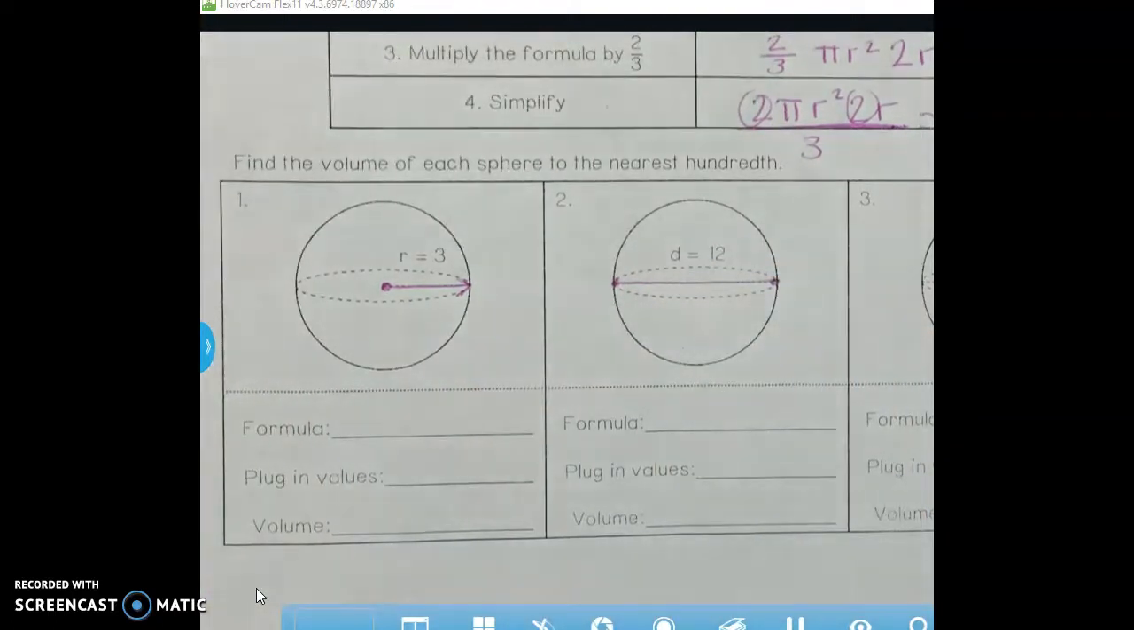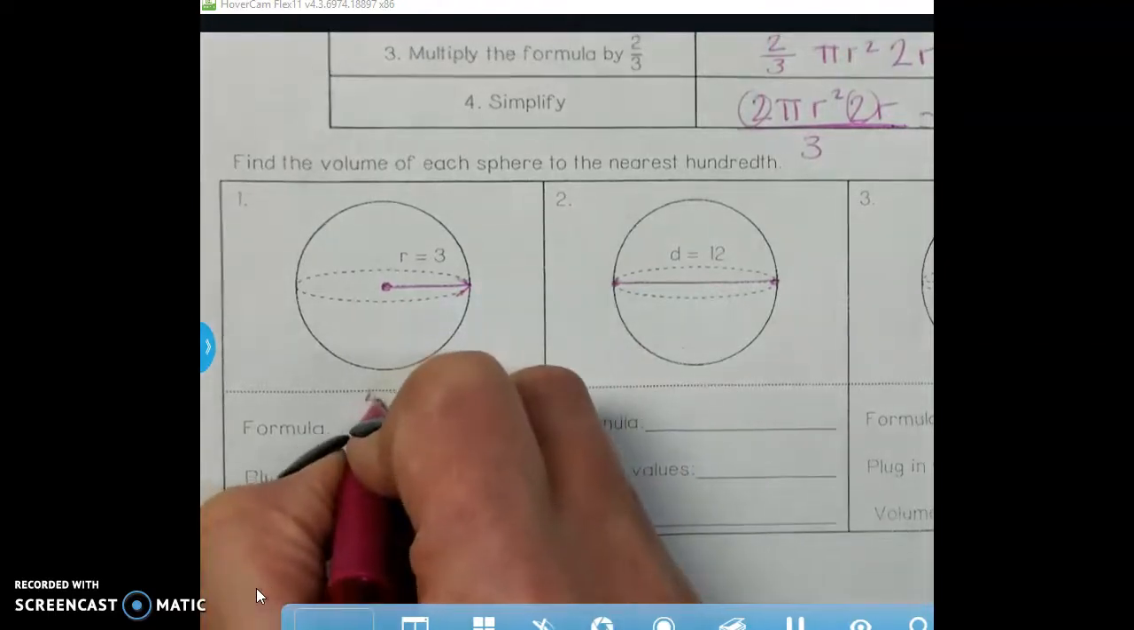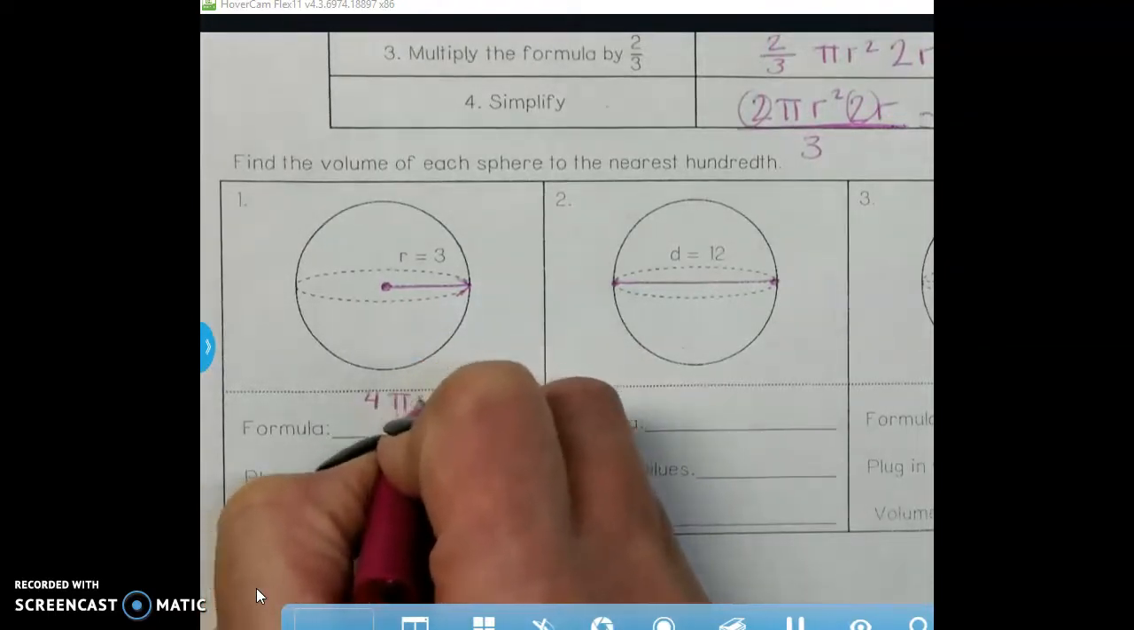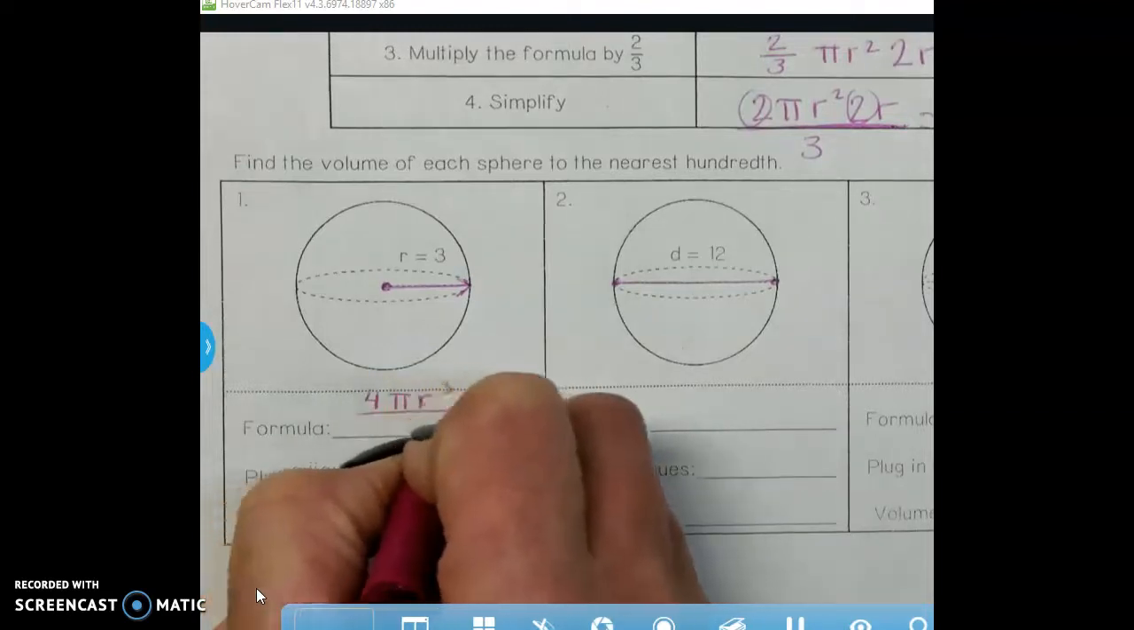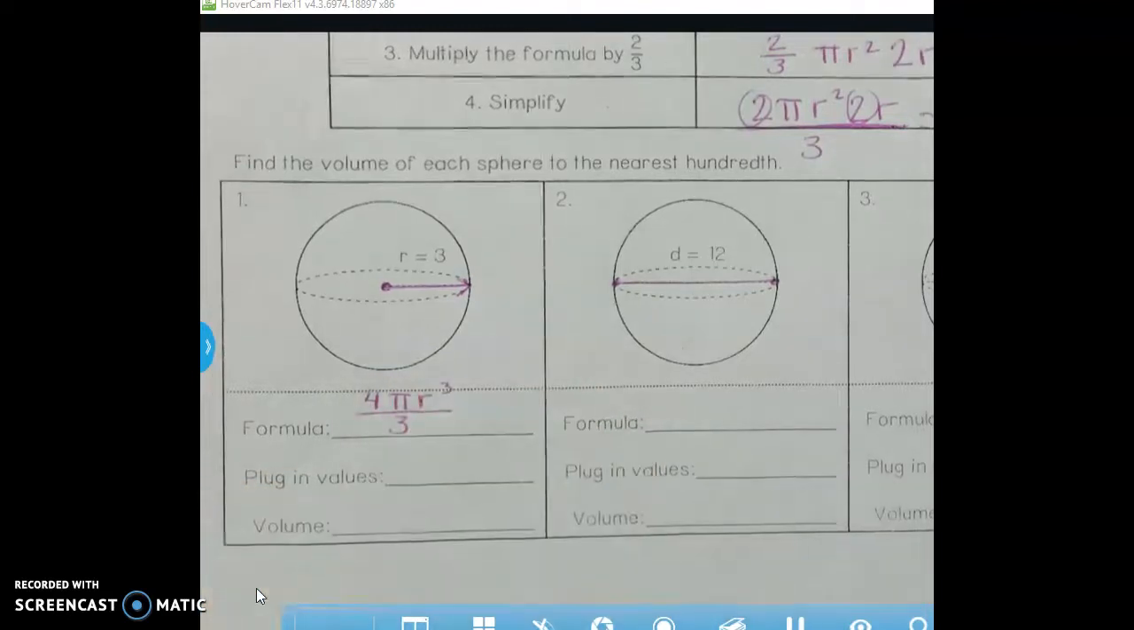All right, so once again, let's start with writing our formula. 4 pi r to the third divided by 3. This is, again, a very unique formula. These numbers and the third power are only going to apply to spheres. And of course, don't stress about remembering this on your assignment or quizzes. You're always welcome and should be using all of your notes and star chart.